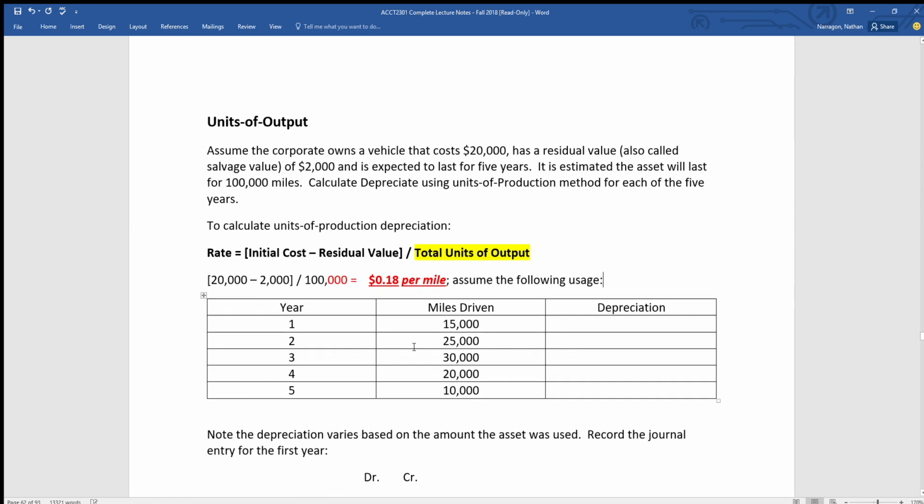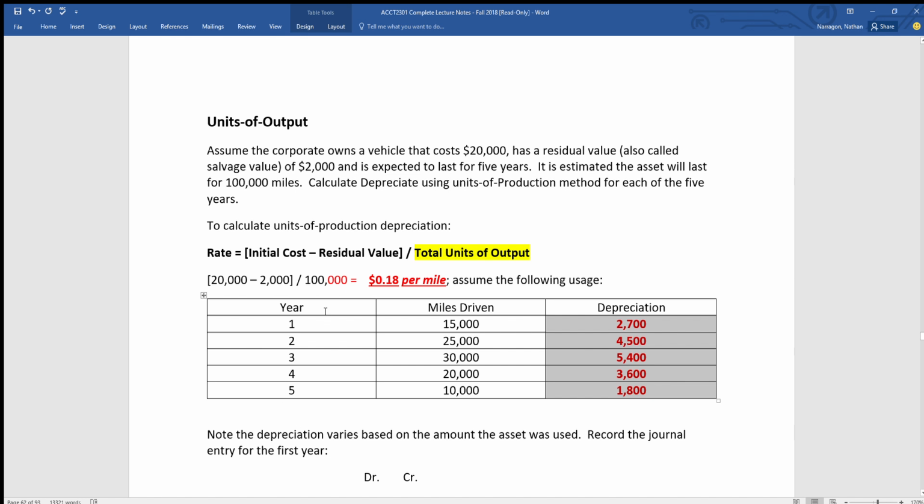So with this, we have to watch out for two things. One is miles driven. Of course, vehicles are not going to drive the same amount of miles every year. If they did, life would be awesome. It would make the calculation easy. But since they cannot, we always take the miles driven, or whatever the output is, and times it by our depreciation rate. So 15,000 times 0.18 is going to give you 2,700, and so forth and so on.